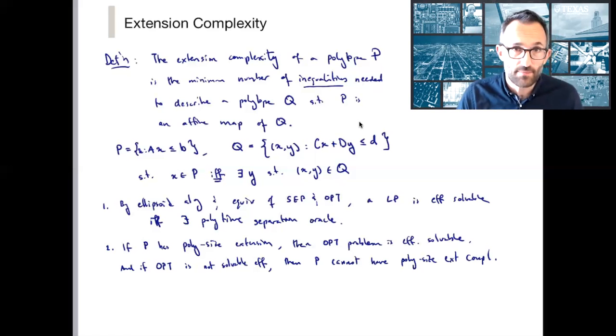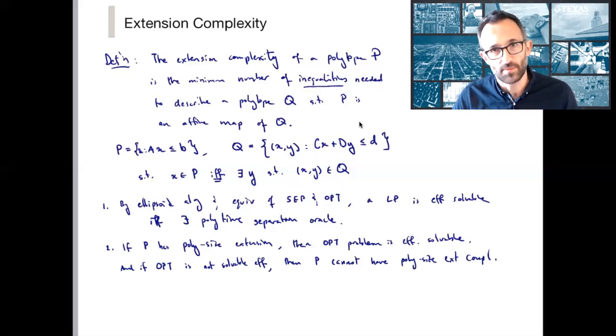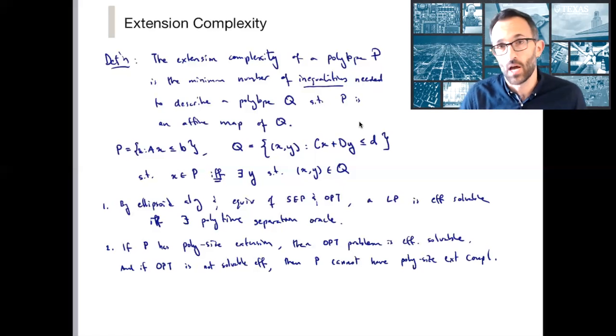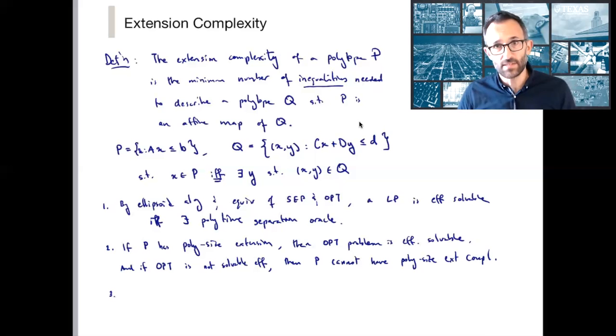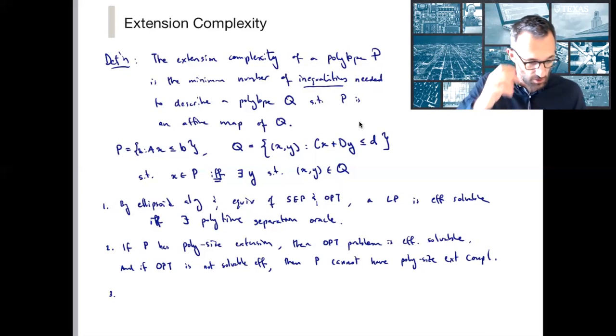Now that said, it's important to note that unlike this equivalence between separation and optimization, which we have thanks to the ellipsoid algorithm, there is not an if and only if statement between a problem being polynomially solvable and having a small extension complexity. And this was finally decisively demonstrated on a problem that we're very familiar with because we've worked on for so long.